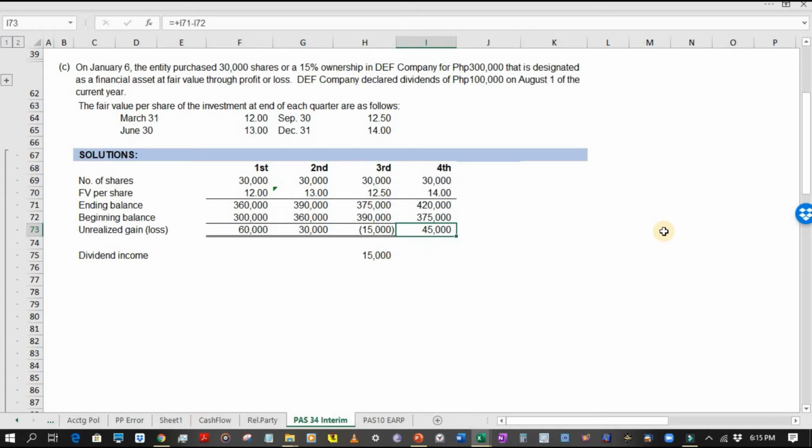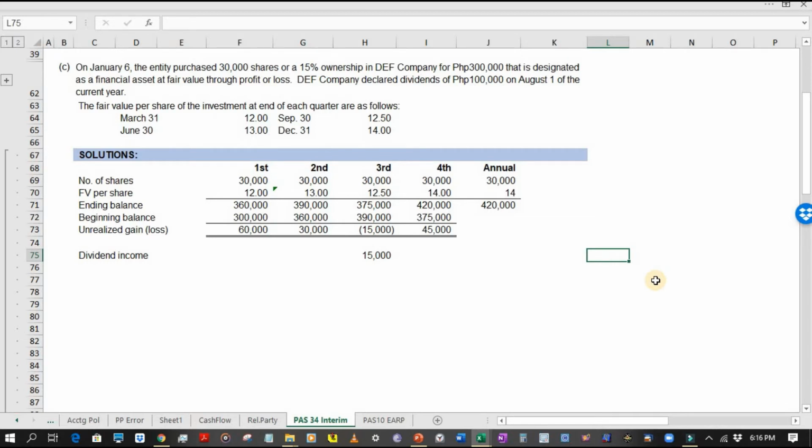Let's proceed to the annual financial statements. So for the annual financial statement, the number of shares is 30,000. And the fair value at the end of the year, of course, is the fair value as of December 31, which is 14 pesos. So the ending balance is similar to that of the fourth quarter, which is 420,000 pesos, because basically the end of the fourth quarter is the end of the accounting period. However, since this is already for annual reporting, the fluctuation that we are going to present is the fluctuation during the year, which is from January 1 to December 31.